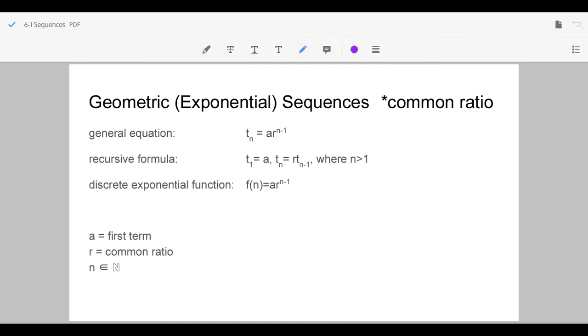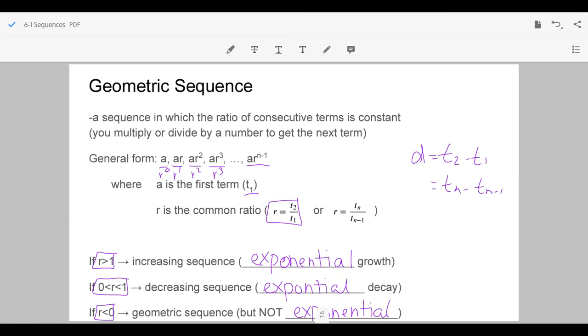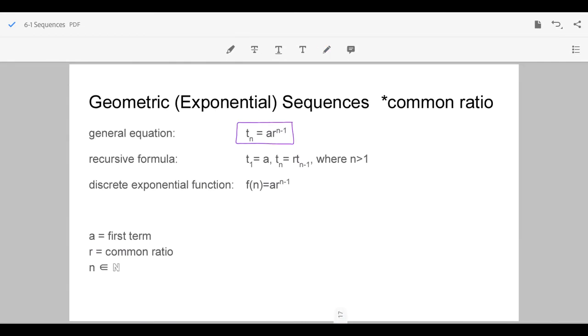So, geometric or exponential sequences have a common ratio. Here is our general equation. Term n is equal to a times r to the exponent n minus 1. So that's exactly what we saw here. A times r to the n minus 1. Recursive formula, we have to start with the first thing we know. Term 1 is a, and then term n is r times the previous term, so term n minus 1, where n is greater than 1.